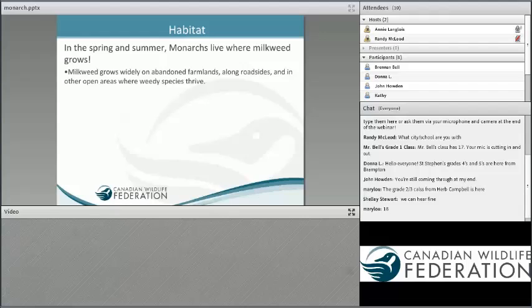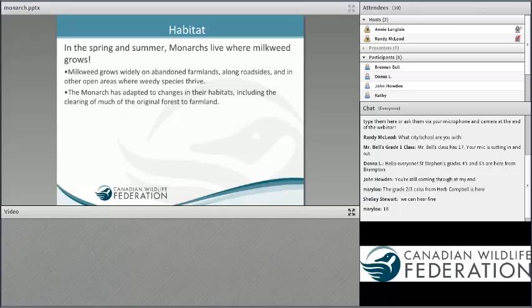So we talked about milkweed for a bit. In the spring and summer, when the monarchs reproduce, it's super important to have access to milkweed because, again, that's the only thing that their caterpillars, their larvae, will eat. So milkweed grows on abandoned farmlands, along roadsides, in other open areas. It doesn't really grow in the forest. It grows in open areas where there's sun. So that's where the milkweed grows.